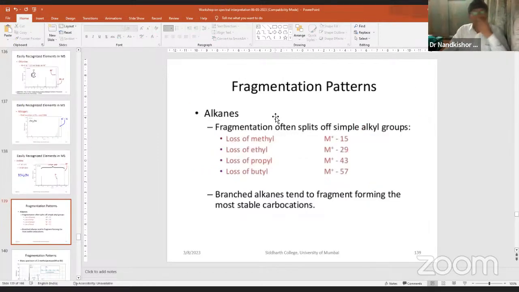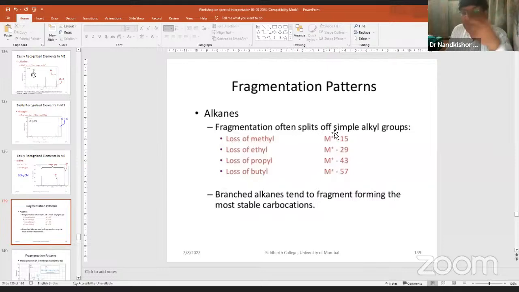Most molecules undergo fragmentation, where a methyl group goes off, an ethyl group goes off, then propyl and butyl. So whenever the spectrum shows M minus 15, that means loss of a methyl group. M minus 29 means an ethyl group is lost from the molecule. M minus 43 is a propyl group, and M minus 57 is a butyl group.